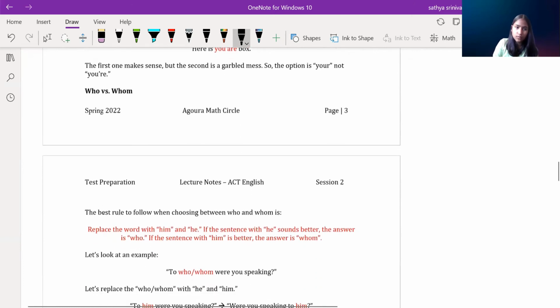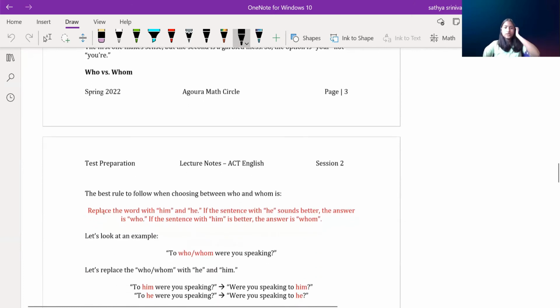Now, who versus whom, so this is an important tip. So the best rule to follow when choosing between who and whom is replace the word with him and he. If the sentence with he sounds better, your answer is who. If the sentence with him is better, your answer is whom, right?